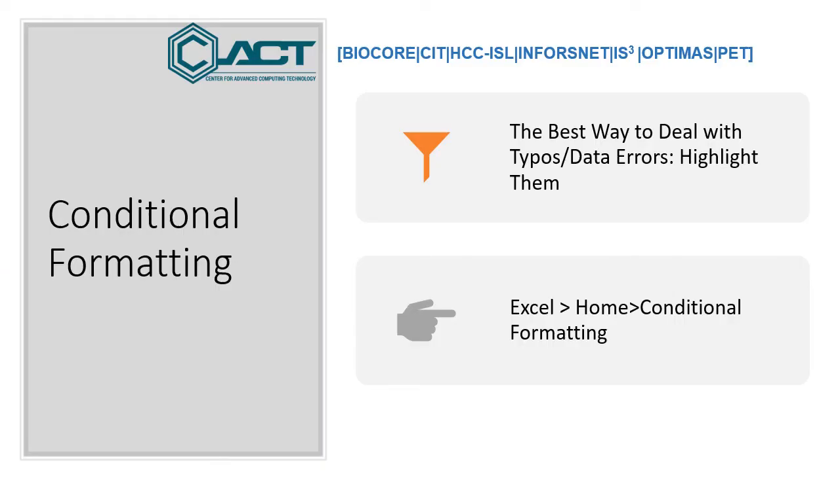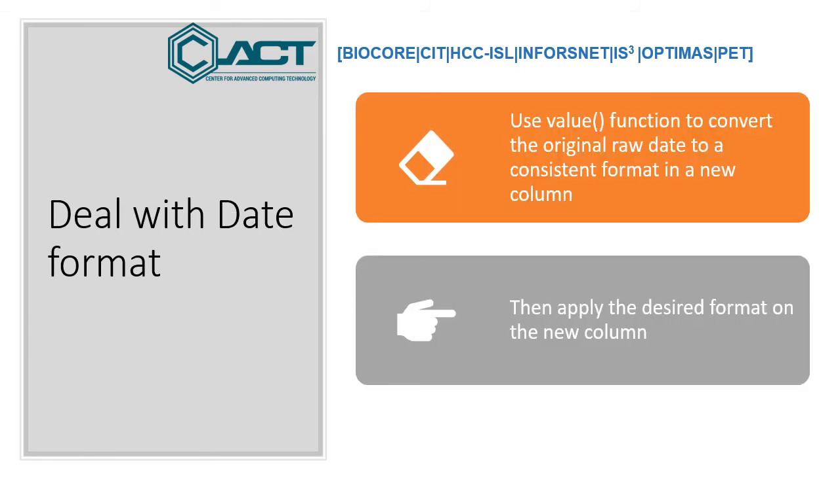So what you can do to detect errors or typos inside your data sets is use conditional formatting. This is achievable. Conditional formatting allows you to highlight problems, and it's the best way to deal with typos or errors. This is accessible through your Excel Home and Conditional Formatting. I'll show the demo for the conditional formatting later.